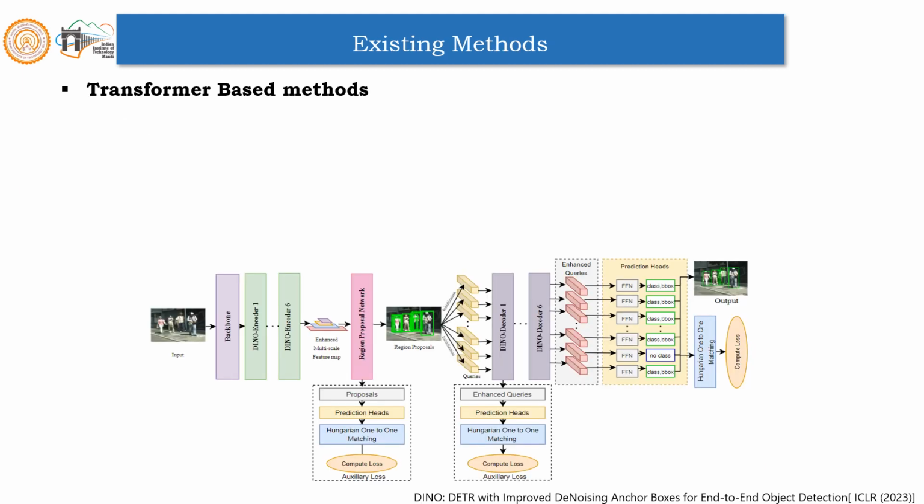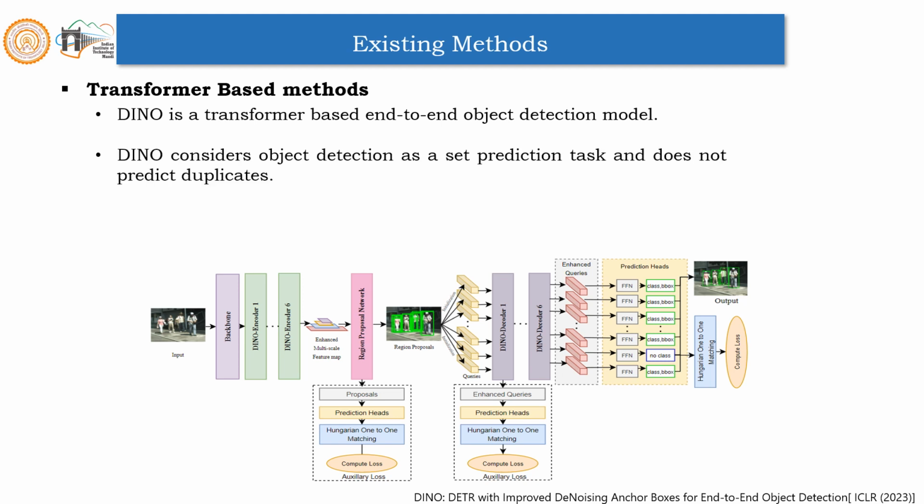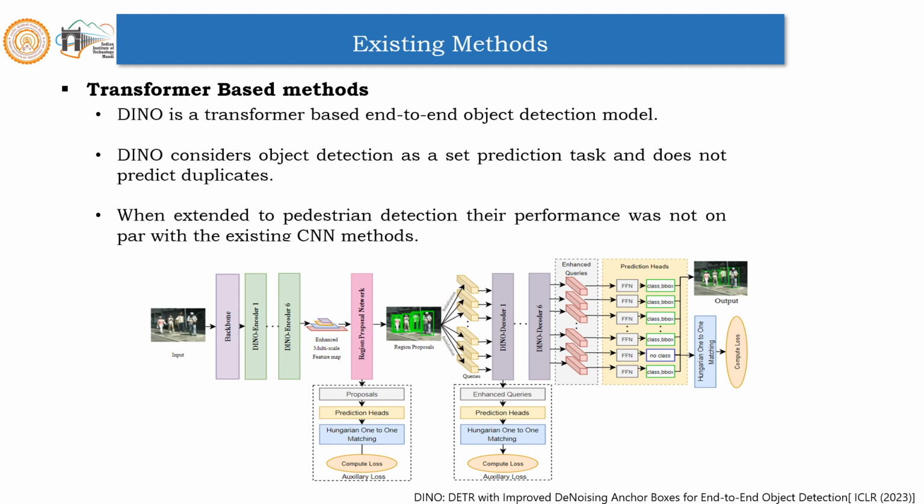In order to overcome the challenges of CNN-based object detection networks, there have been transformer-based object detection networks, and DINO is one such network. DINO considers object detection as a set prediction task and does not predict duplicates. But when extended to the task of pedestrian detection, we see that its performance is not on par with its CNN counterparts. Below is the architecture for DINO, and let's try to understand its flow.